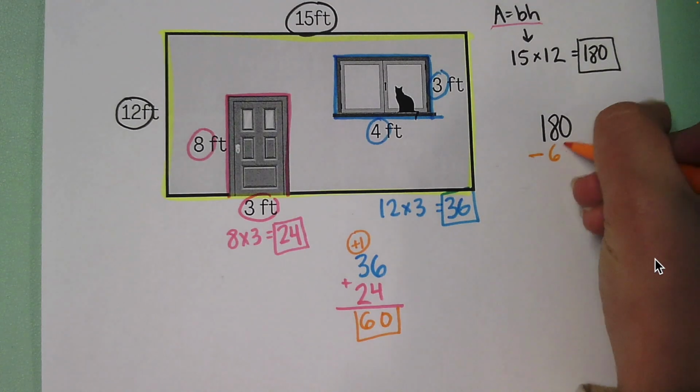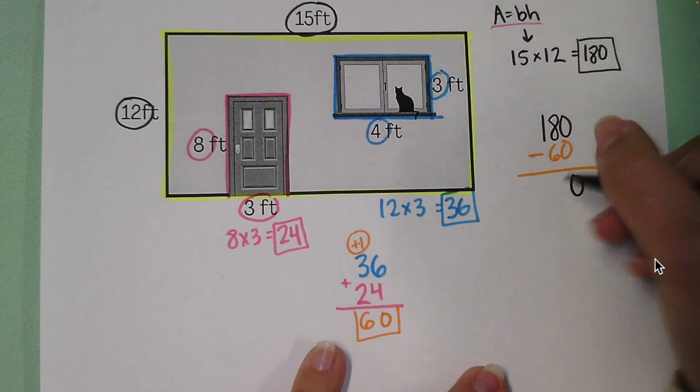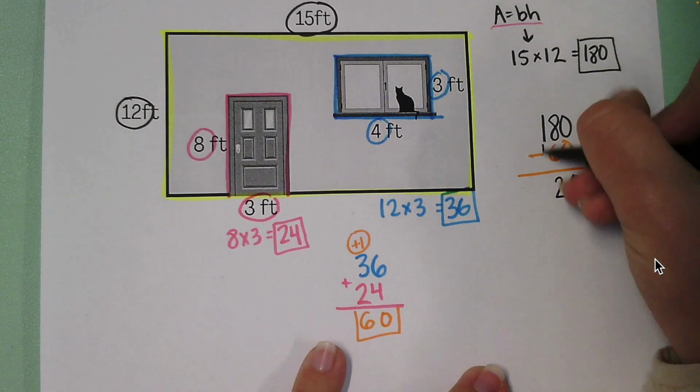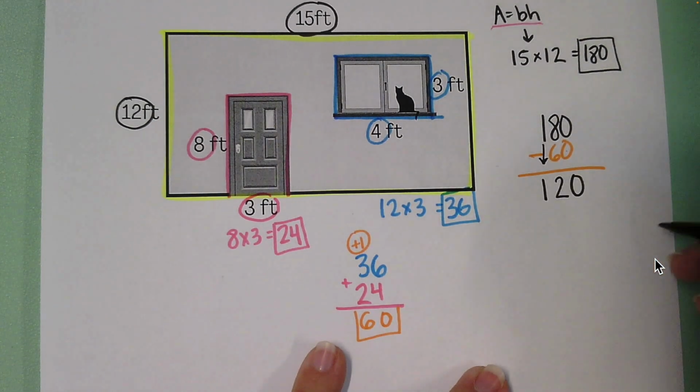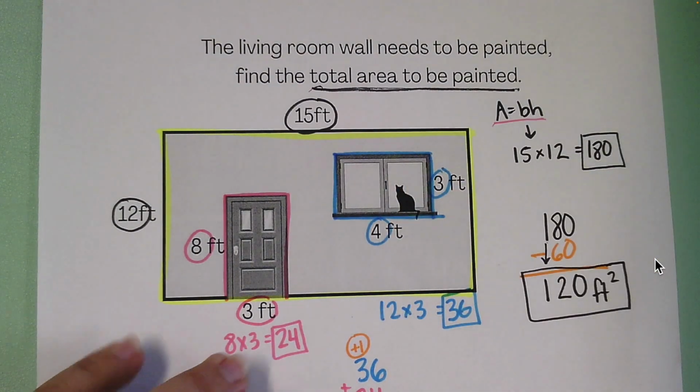So 0 take away 0 is 0. 8 take away 6 is 2. And then I bring down that 1. So the total area to be painted is 120 feet squared. Let's go ahead and do another example.